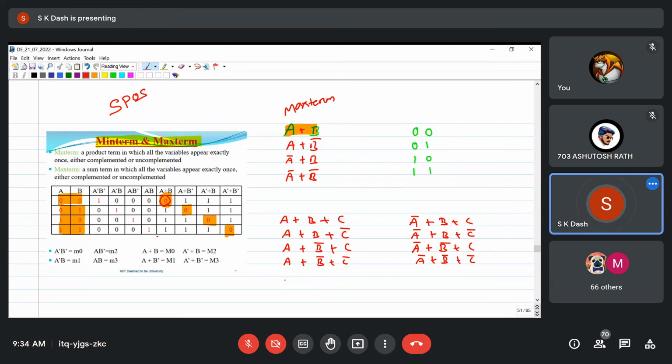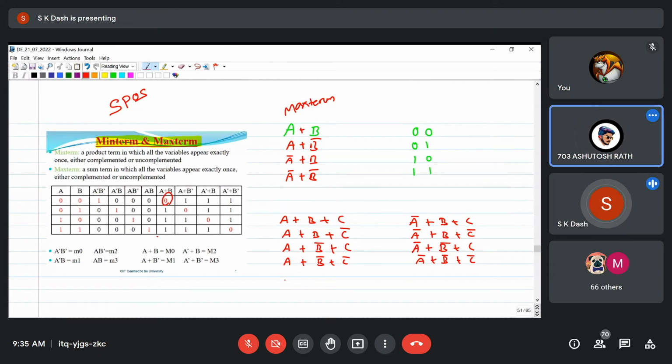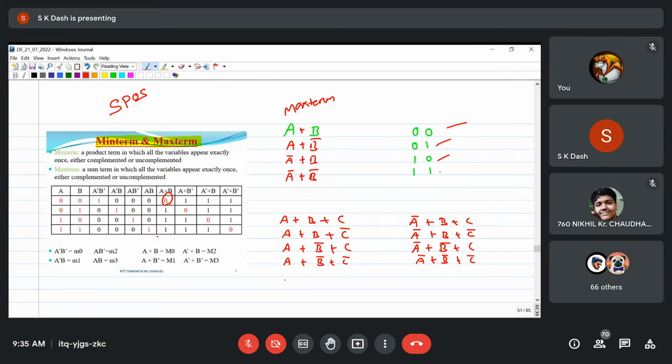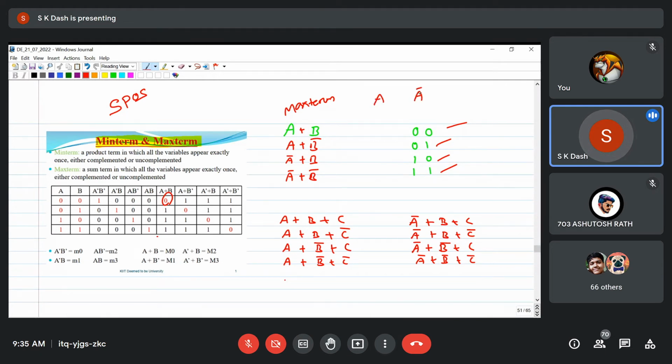Now, if we compare, for which combination are these sum terms 0? A plus B is 0 for which combination? 0, 0. A plus B bar? 0, 1. A bar plus B? 1, 0. A bar plus B bar? 1, 1. Now if we compare them, can you tell what should be the value of A? What should be the value of A bar?